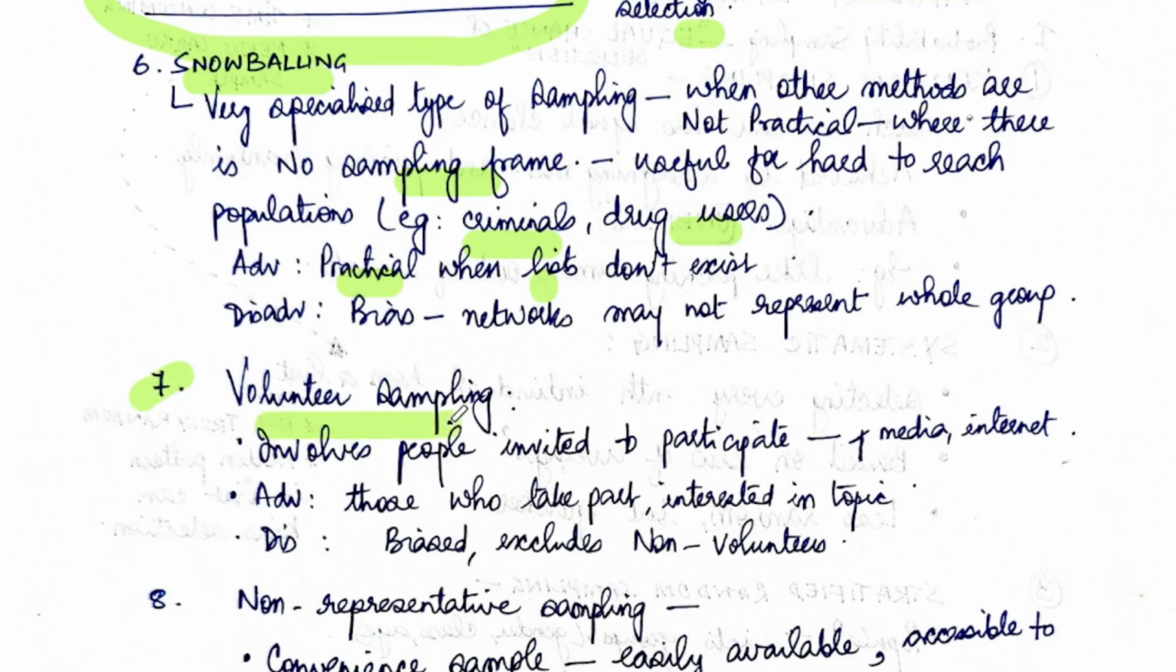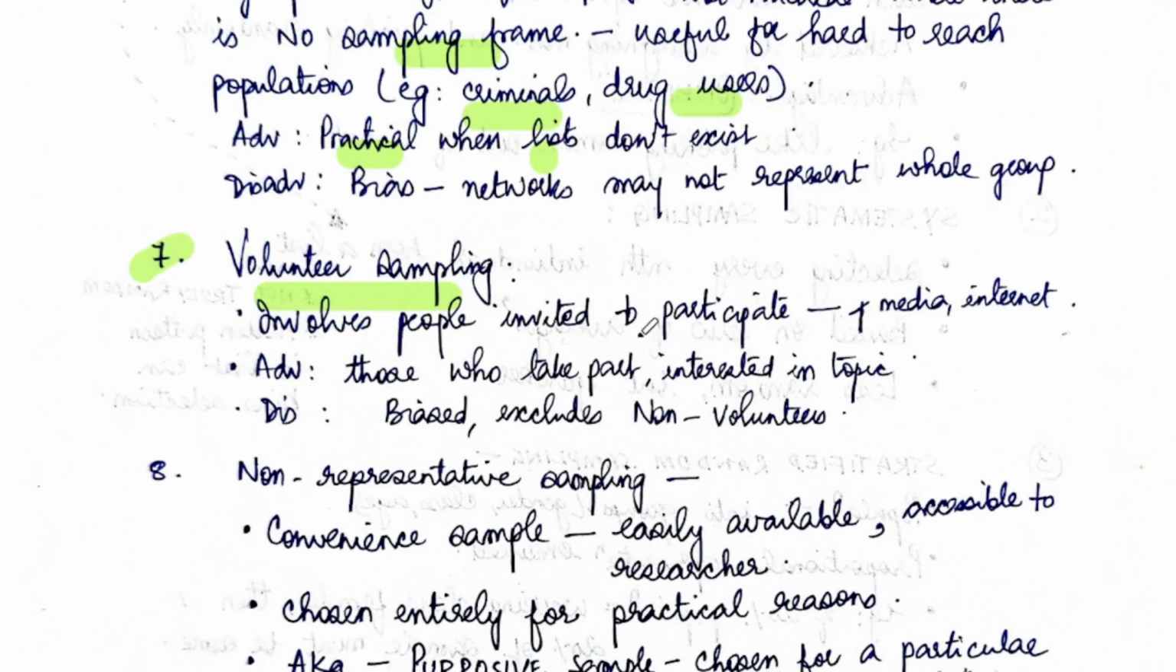Next, it is volunteer sampling. It involves people who are invited to participate via media or internet. It has the advantage that people who take part are already interested in the topic, so it is easy to collect data from them. The participants are motivated, so the responses are easy to collect. But again, this has the disadvantage of being biased. Why? Because we are excluding the non-volunteers. People who did not participate, we don't know their views on the subject we are studying.